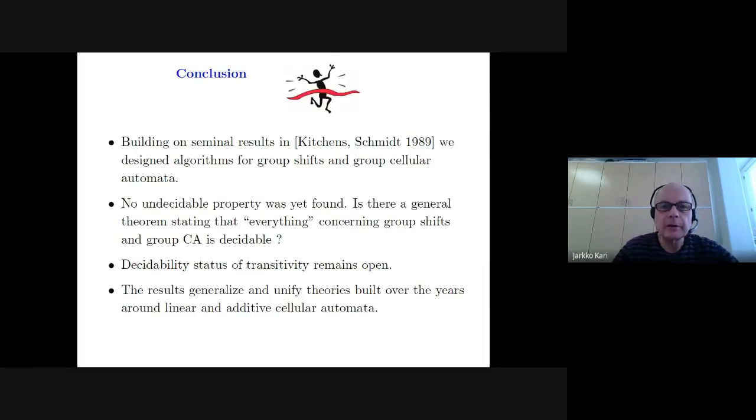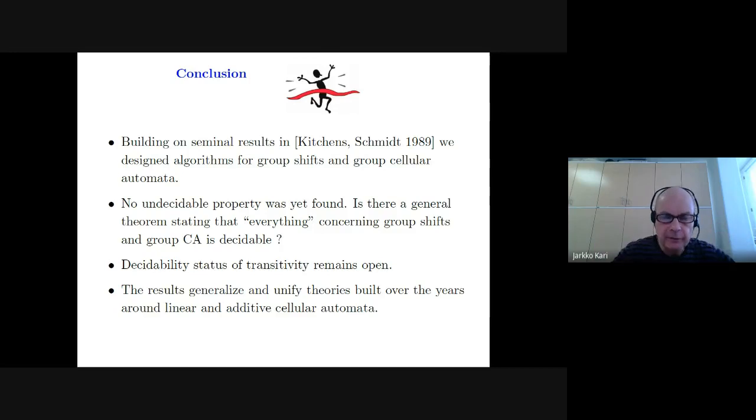All right, so I'm ready to finish here. I just want to point out that all our results are very heavily based on the important results by Kitchens and Smith from 1986, namely the properties of group subshifts. Based on these results, we were able to design algorithms for a number of properties for arbitrary group cellular automata. Notice that we have not discovered any undecidable property yet. For all questions that we looked at, either they were decidable or, like in the case of transitivity, we don't know the answer yet. But I wonder if there is some general theorem that would state that, in some sense, everything concerning group cellular automata would be decidable.